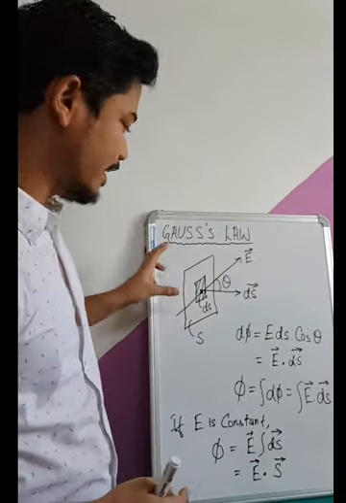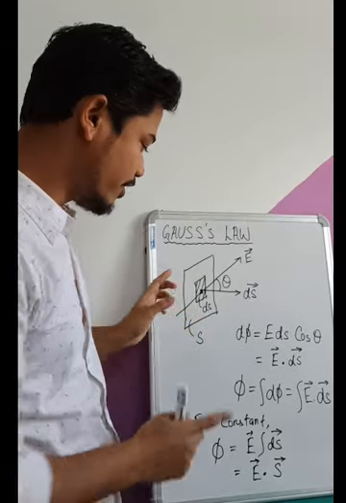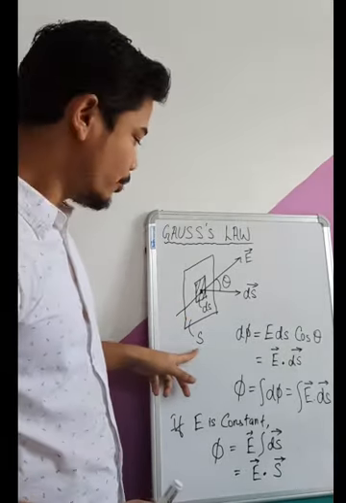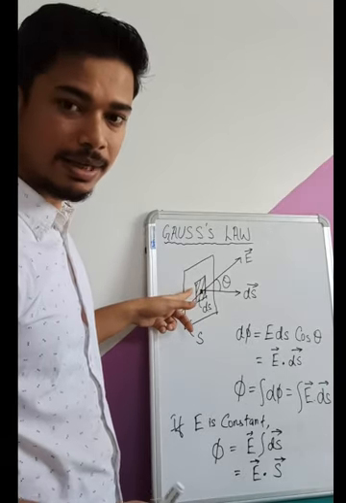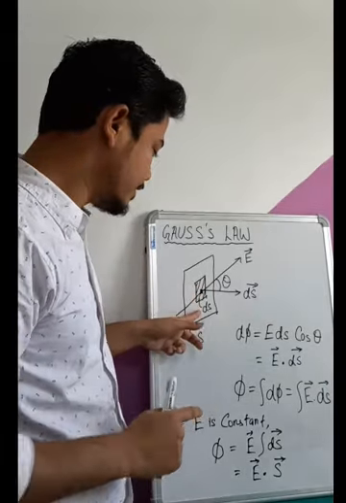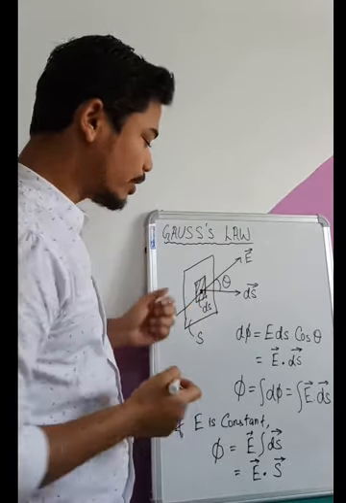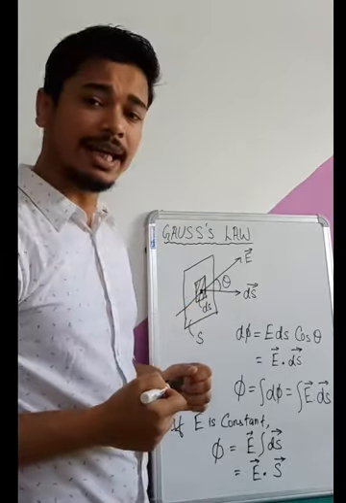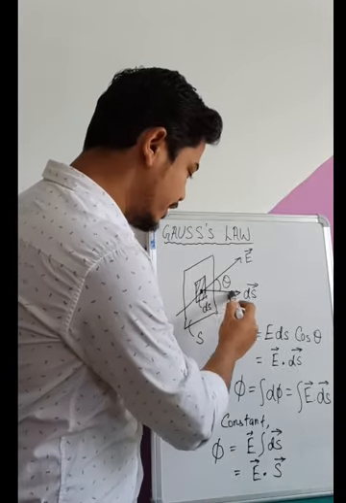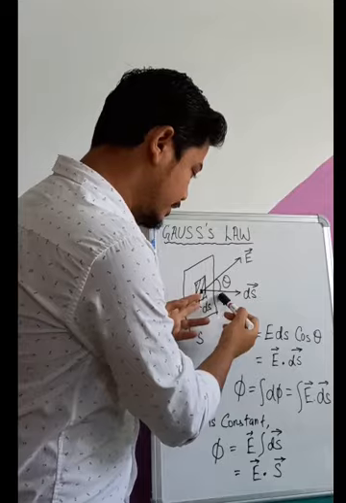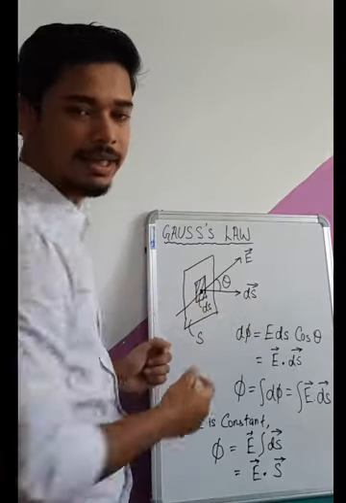First, let's consider a surface. We have considered the surface to be S. In this surface, we have considered a small area element ds. Now, what will be the direction of the area vector? The direction of the area vector will be perpendicular to this surface. So, this is the direction of the area vector ds.